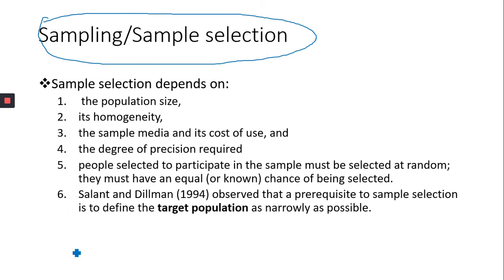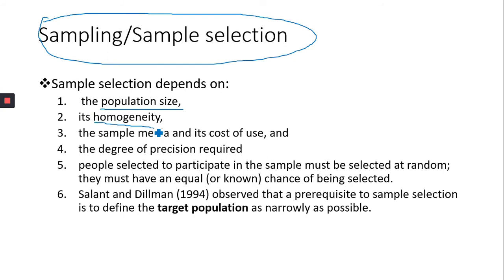What are the guiding factors? What factors determine sample selection? One, population size. The bigger the population, obviously the bigger the sample, so that the sample becomes representative. You cannot ask one person out of 100 and say that in general all 100 people have agreed because you have asked one person. That is not correct. So the bigger the population, the bigger the sample.